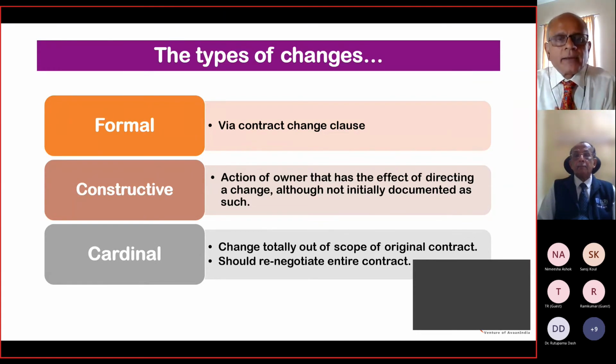The third one is cardinal, which is basically out of scope of the original contract. It was not at all planned or conceived in the original contract. When one talks of that, one steps back, because it goes out of the purview of the contract already in place, and the two parties need to come back to the drawing board all over again. So there is the element of renegotiating the entire contract, or the piece or partial contract that has become a cardinal change. Thank you, Shyam.